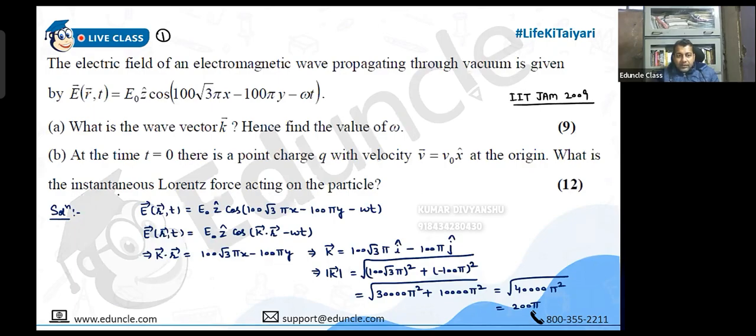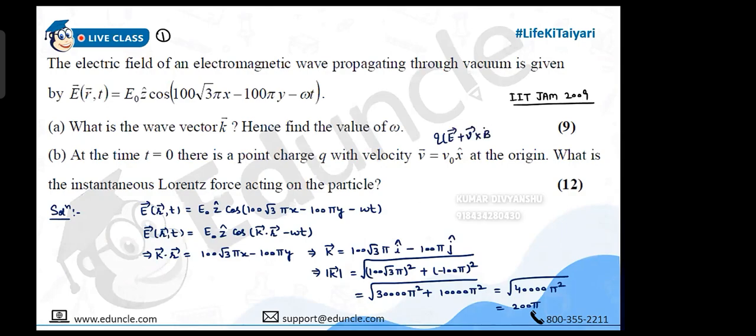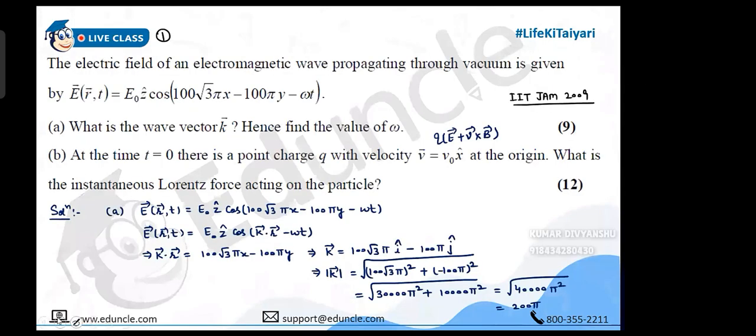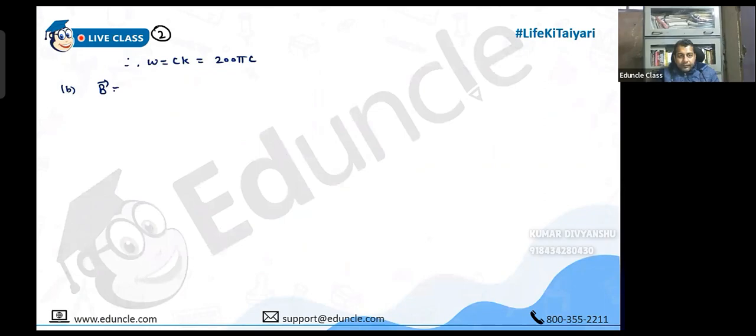Now, in order to get the instantaneous Lorentz force, we need the B vector as well, because the Lorentz force is given by Q times E plus v cross B, and we know the E vector already. So first we need to get the B vector from the given E vector, and how can we do that? k cap cross E by c. Very good. Do that.